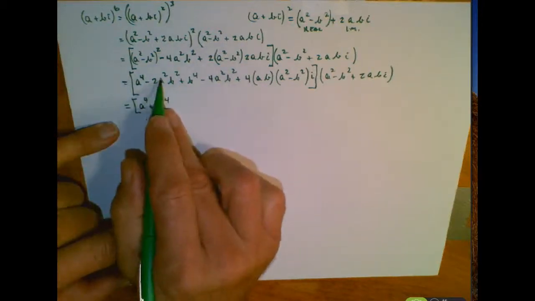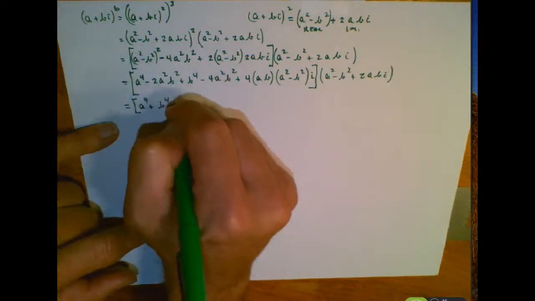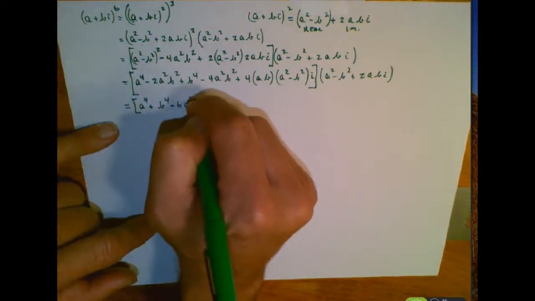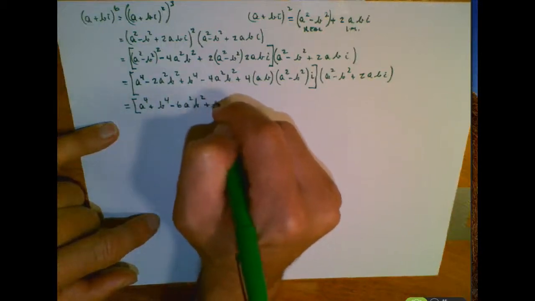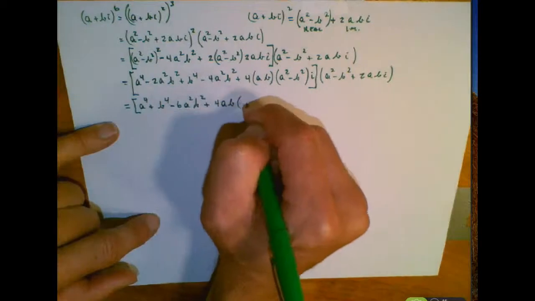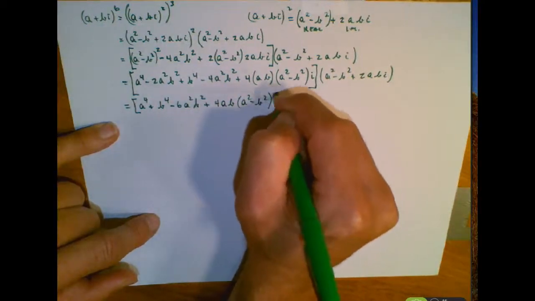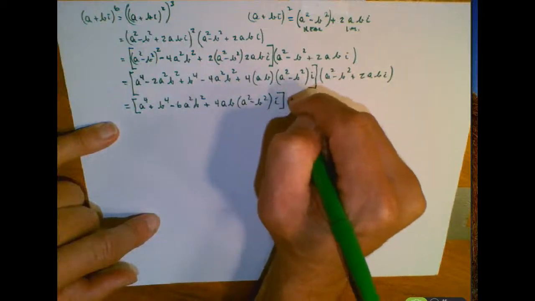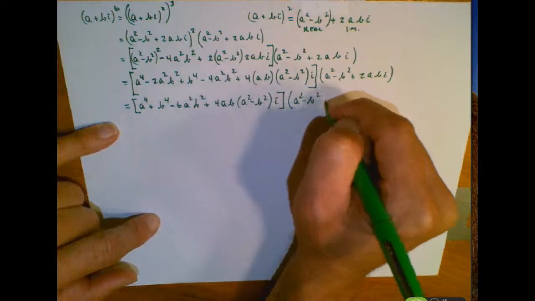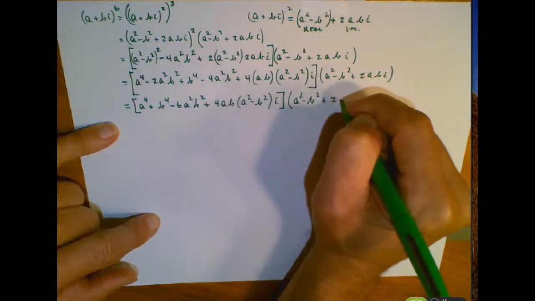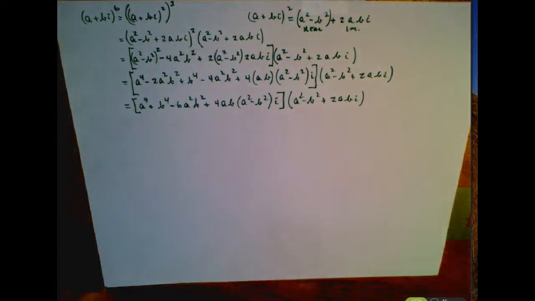And I have a negative 2a squared b squared and a negative 4a squared b squared. So I'm going to combine those to be minus 6a squared b squared plus my imaginary term, which is 4ab times the quantity a squared minus b squared times i. I can group that, and then I have my last factor, the real part being a squared minus b squared, and the imaginary part being 2abi.